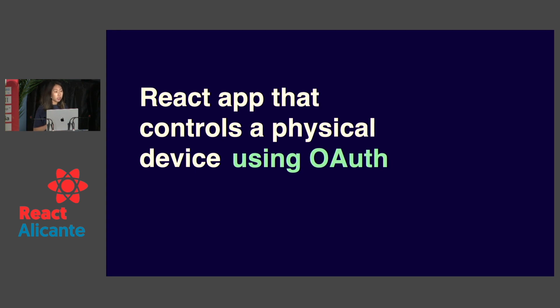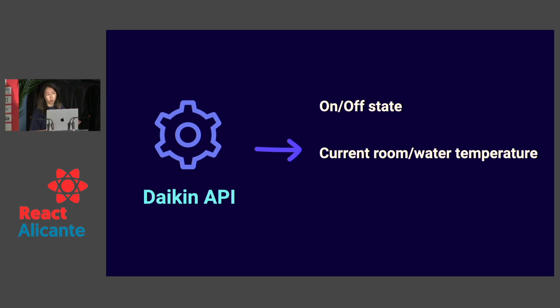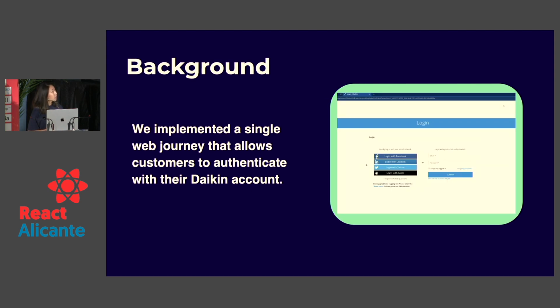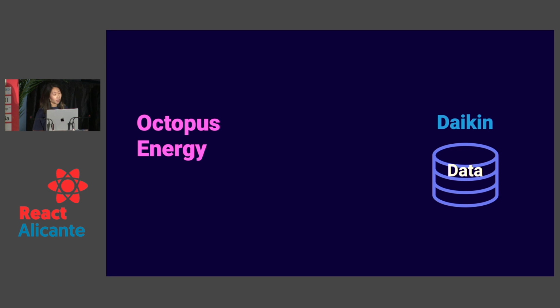At this moment, our customers are using heat pumps from this specific manufacturer called Daikin. And Daikin provides an API endpoint that can communicate some of the heat pump's data, such as on-off state, or the current temperature of the room or water, or the feature to set the target room temperature. And we implemented a single web journey that allows customers to authenticate with their Daikin account.